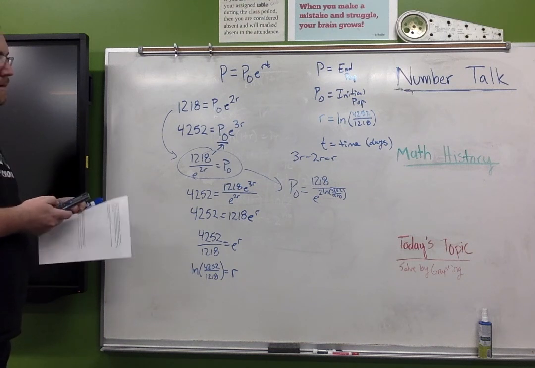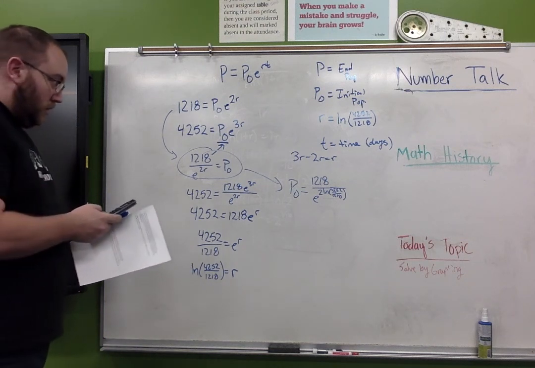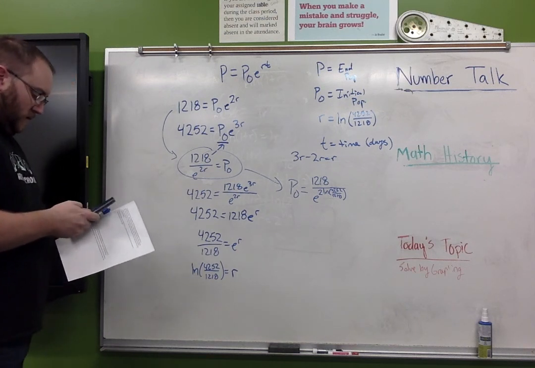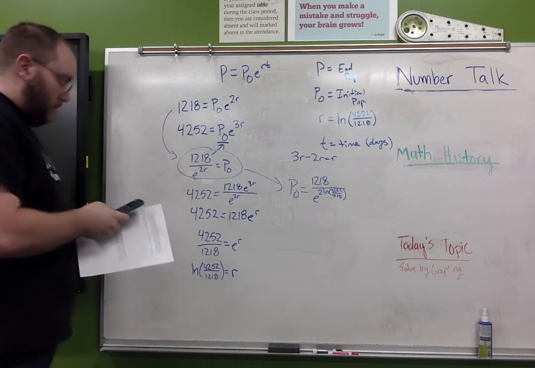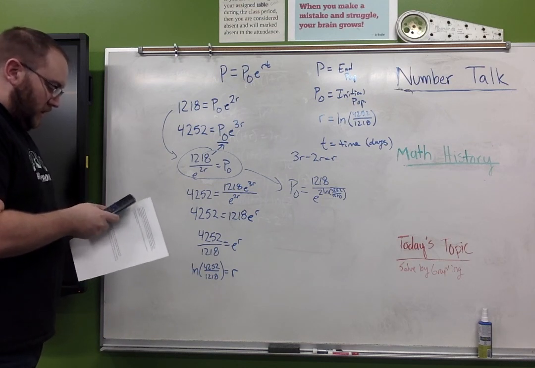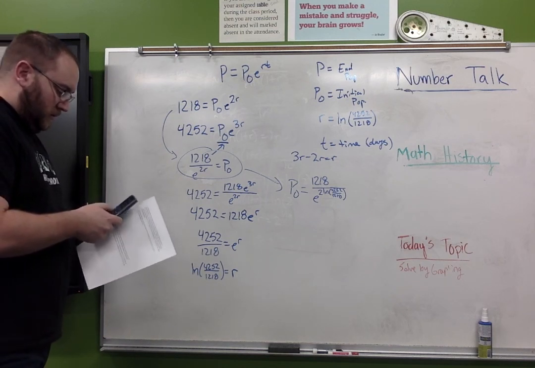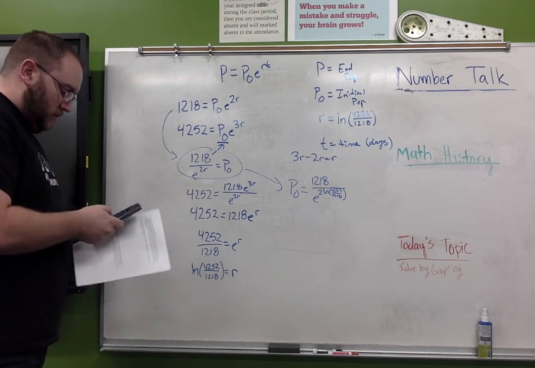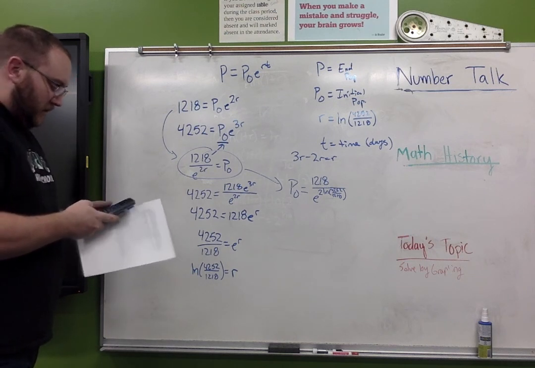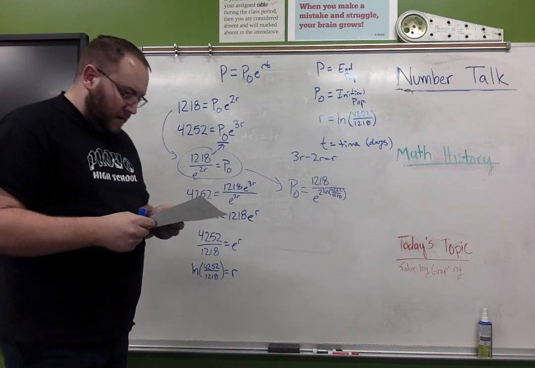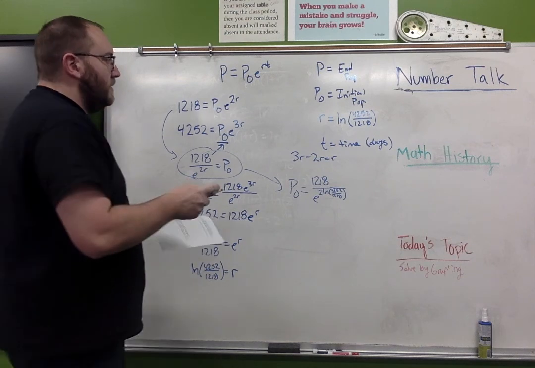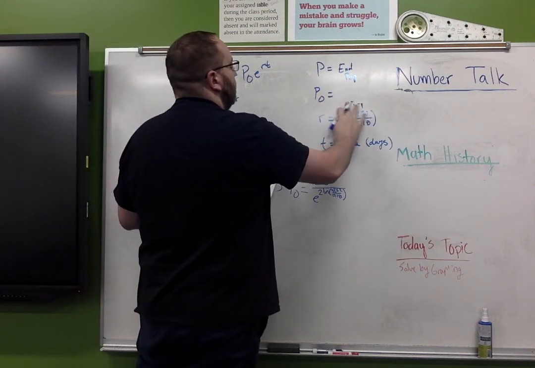So let's see here. We have e to the 2 times natural log of 4252 divided by 1218. Okay, and then we have 1218 divided by that answer that we just got, which is 99.943, and it says round to the nearest whole number in our question. So P naught, rounded to the nearest whole number, is 100. So we started with 100 flies.